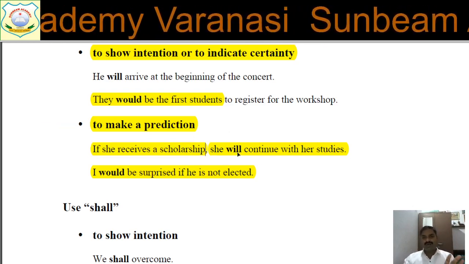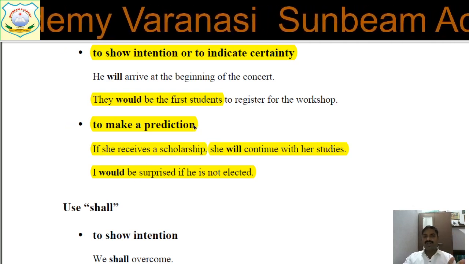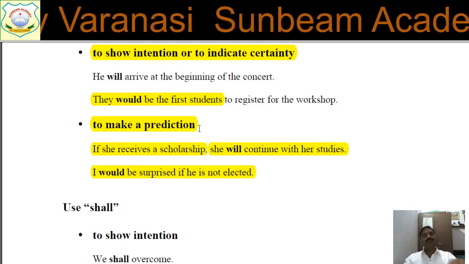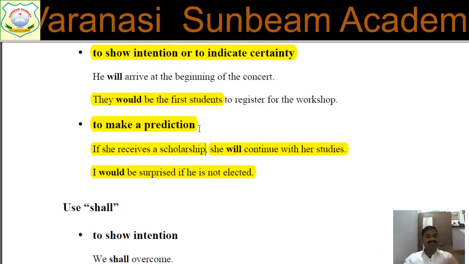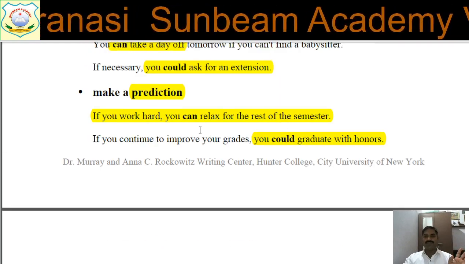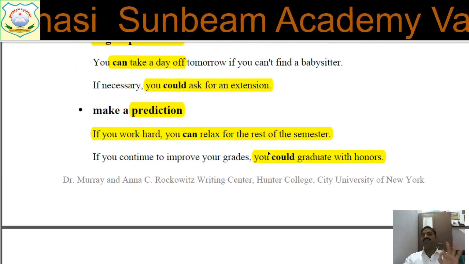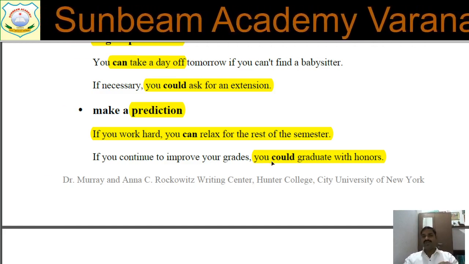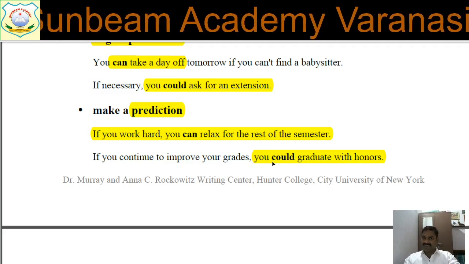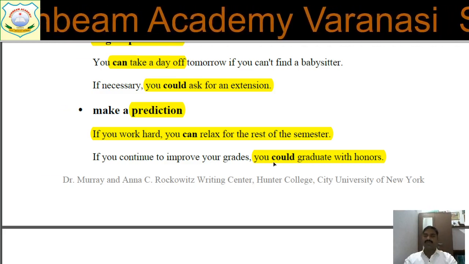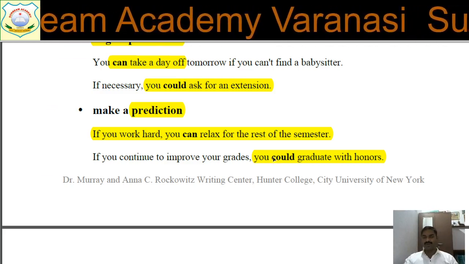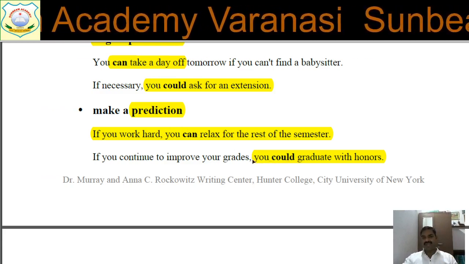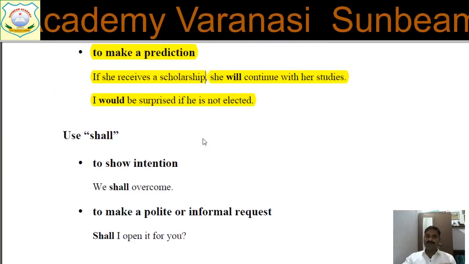So here, when you use will or would to indicate prediction, you are completely showing future activity. Nothing is certain. But when you use can or could to show prediction, some sort of ability is being shown. Somewhere your action, the involved action, is shown there for the future responses or consequences. So this is the only difference between the use of can or could for prediction and will or would for prediction.